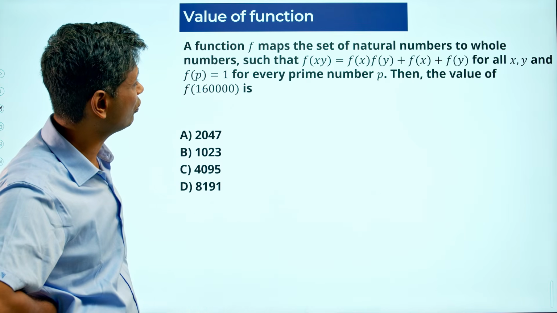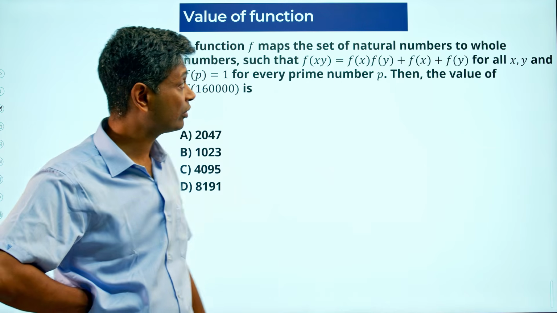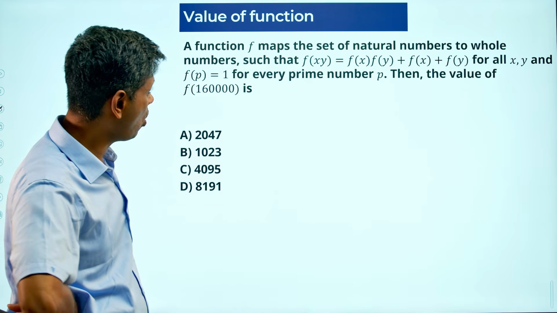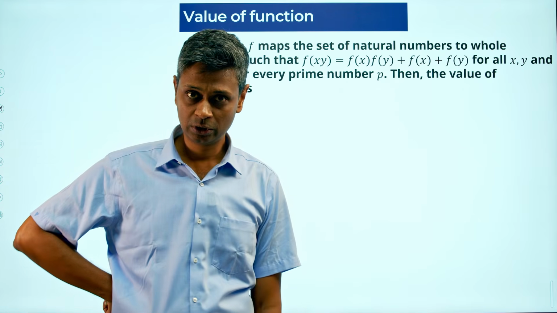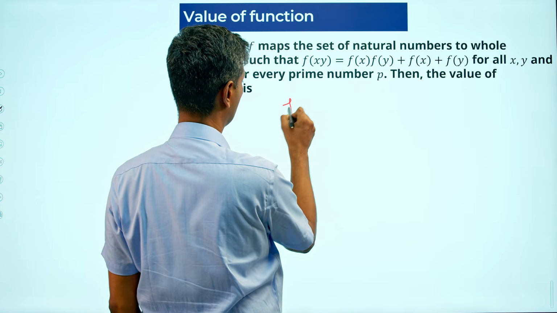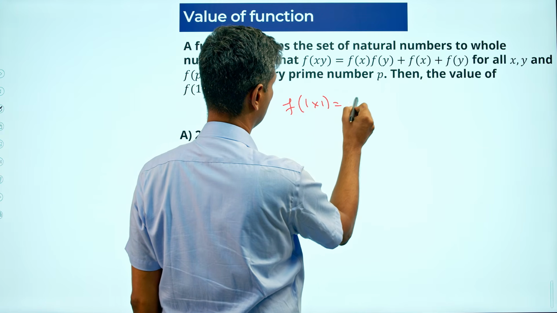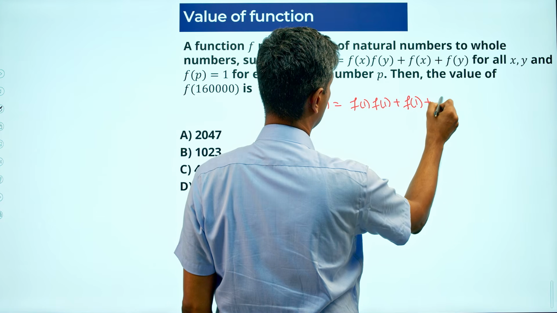Function f maps the set of natural numbers to whole numbers such that f of xy is f of x into f of y plus f of x plus f of y for all x, y, and f of p equal to 1 for every prime number p. What am I going to do? I'm going to say, look, if I put x equal to y equal to 1, f of 1 into 1 is f of 1 into f of 1 plus f of 1 plus f of 1.